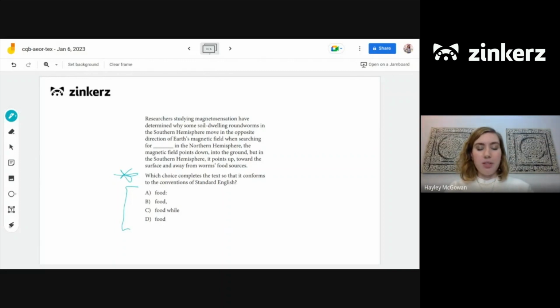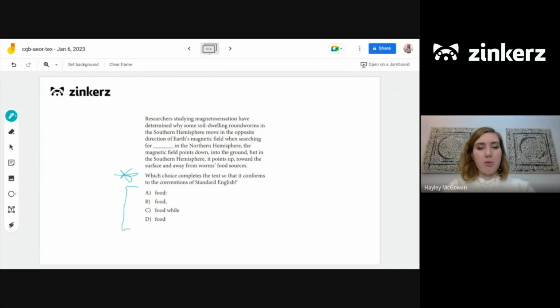We have researchers studying magnetosensation, wow, that's a big word, have determined why some soil-dwelling roundworms in the southern hemisphere move in the opposite direction of Earth's magnetic field when searching for blank. In the northern hemisphere, the magnetic field points down into the ground, but in the southern hemisphere, it points up toward the surface and away from worms' food sources. Okay, so we just have to go through our choices here and figure out what's happening.